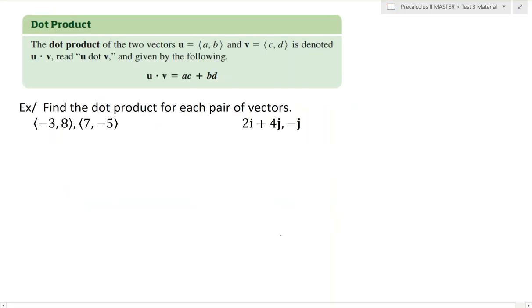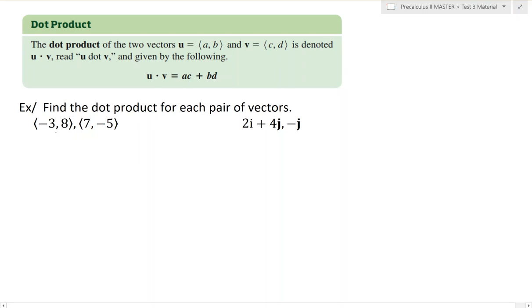The dot product is used for other formulas. It's used for physics problems. We're just going to learn how to take the dot product. The dot product of two vectors is denoted by u dot v. That's how you read it. And it's given by the following: u dot v is simply multiplying the horizontal components together, multiplying the vertical components together, and then adding those. So you end up with just a number. There's nothing else to this.